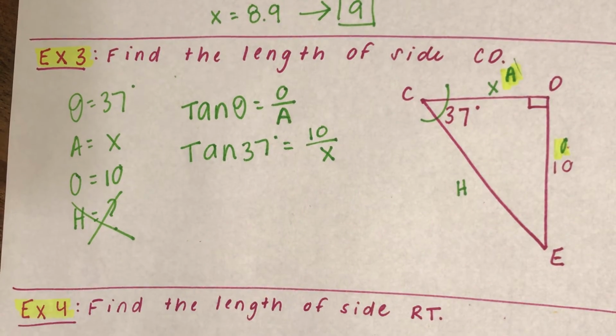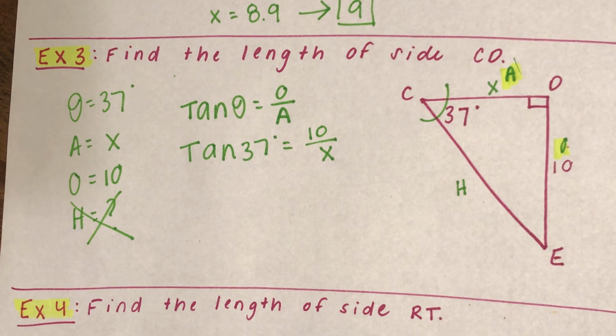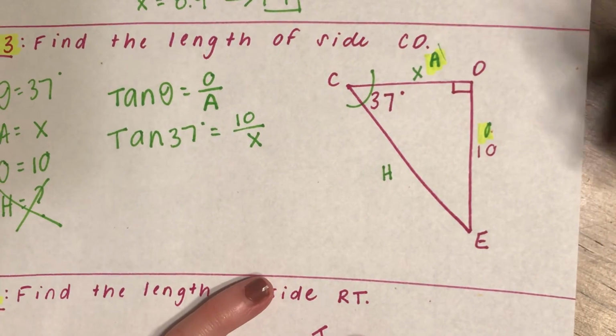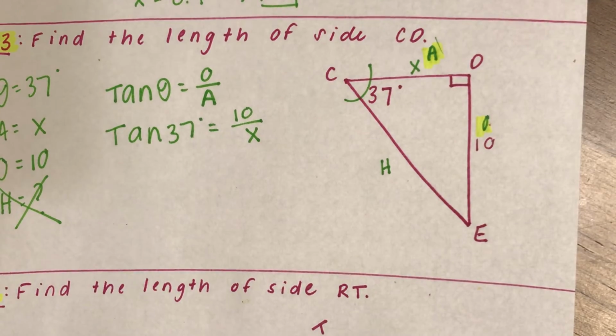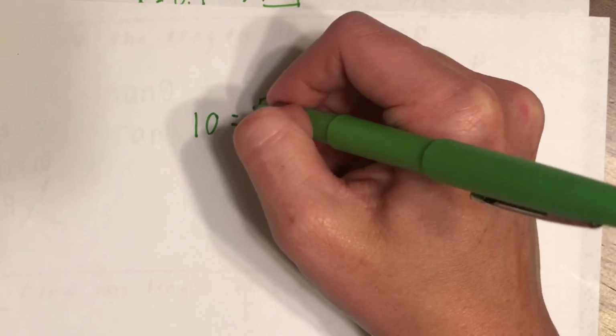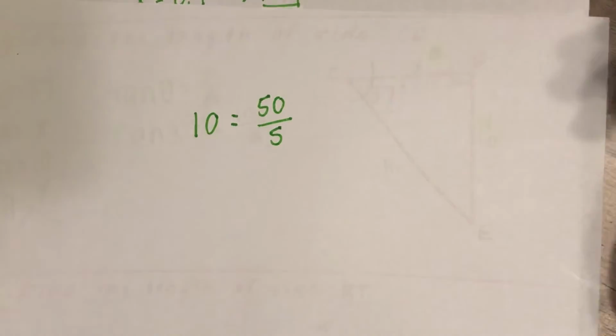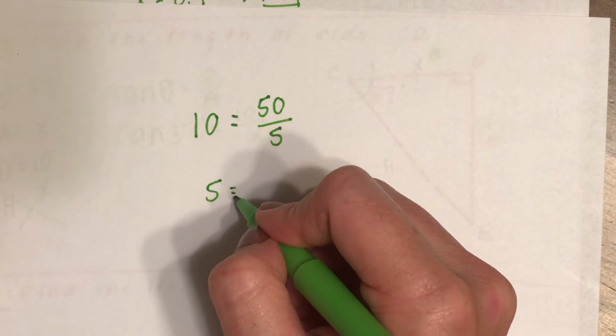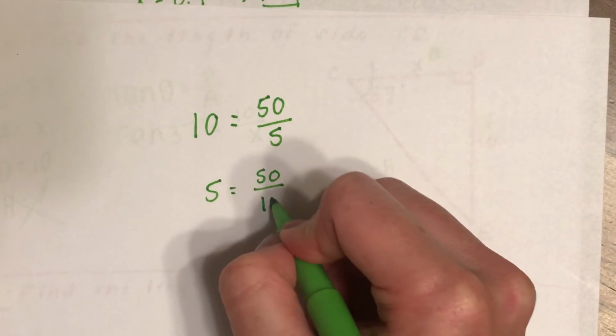So this one's a little different from the last two. My variable is now in the bottom, and I'm going to show you a one-step way to solve for x here. That's a little bit easier. If you remember, think back to maybe 8th grade math. Grab a sheet of paper here. Let's say we have 10. We know that can be written as 50 over 5. That's a true statement. 50 divided by 5 is 10.